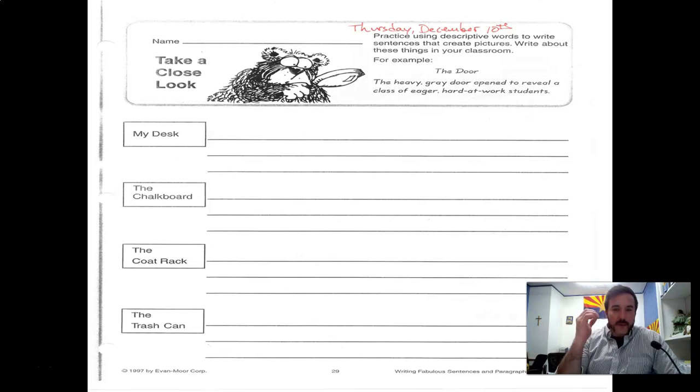I am going to be looking for the detail. I am going to be looking for the correct capital letters at the beginning and punctuation. I am going to be grading you on the adjectives and, again, the descriptive detail that you use.